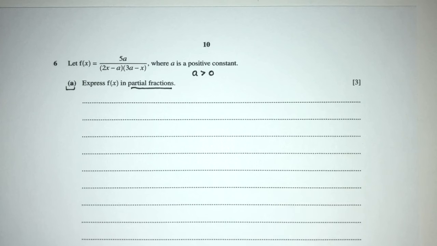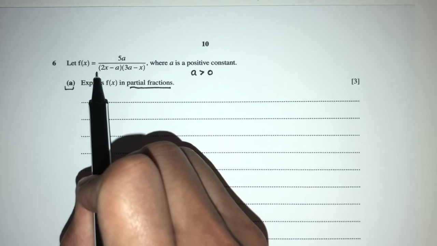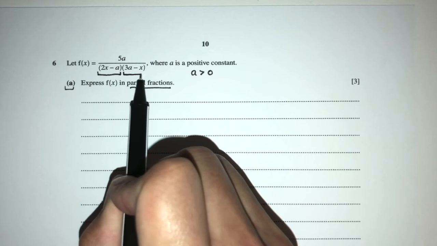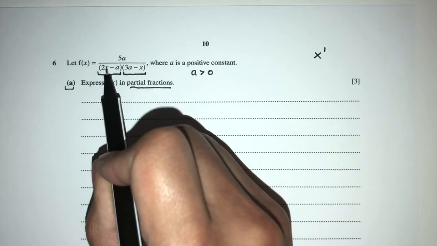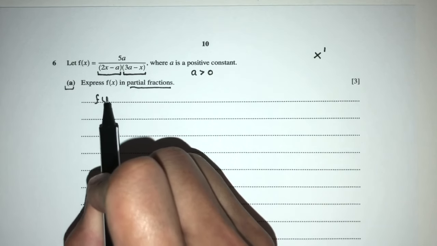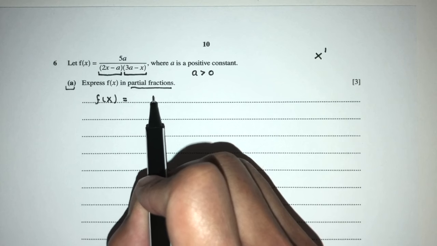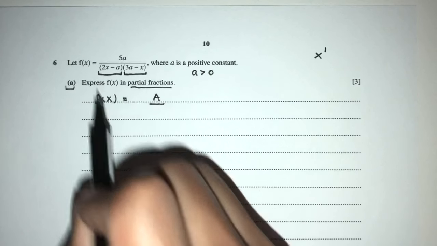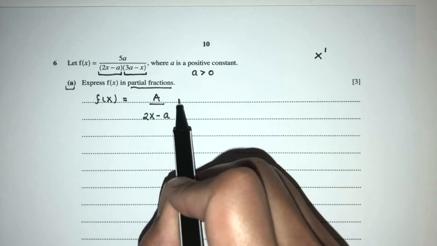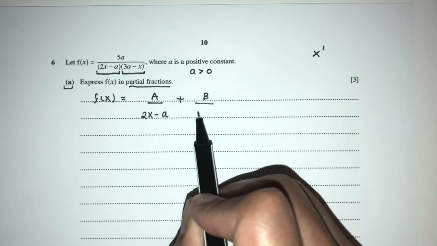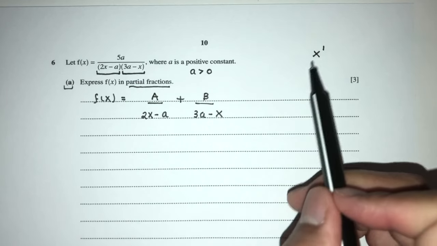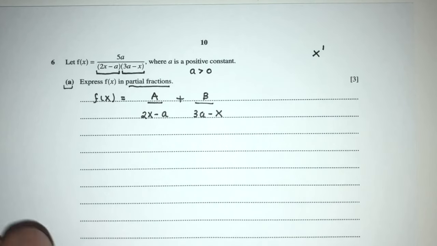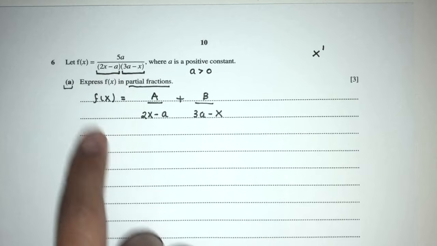Now the first thing we have to look at before doing anything is these two. Right, these two. Now we realize that the power of x for those two is 1, right? So here we have x, here we have x. Because of that, it is a pretty simple question. We can just say, let f of x equal to, let's call this big A over the value of 2x minus a plus big B over the value of 3a minus x. The reason why I can do this is because the power of x is 1. It is called linear. Because of that, I can just expand this to something like this.